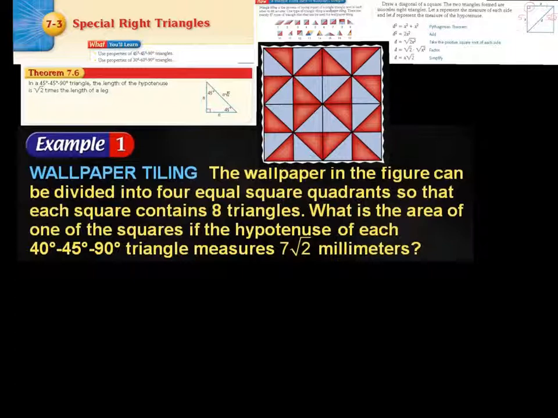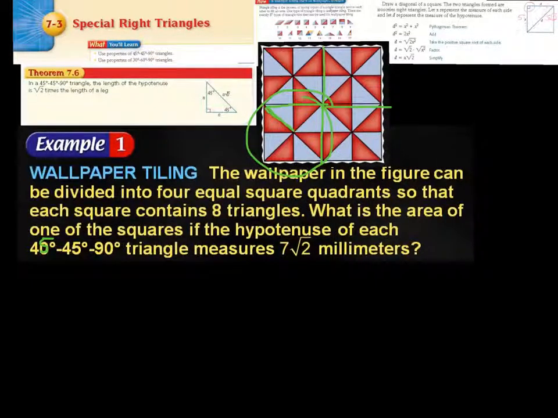The wallpaper in the figure can be divided into 4 equal quadrants so that each square contains 8 triangles. What is the area of one of the squares if the hypotenuse of each 45, 45, 90 triangle measures 7 square root of 2 millimeters?